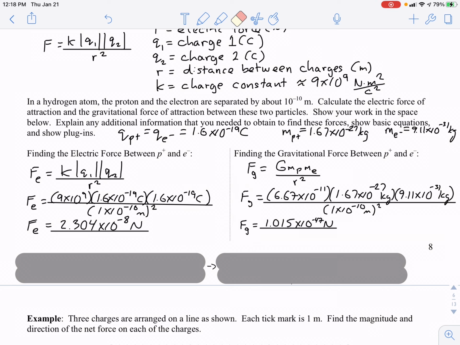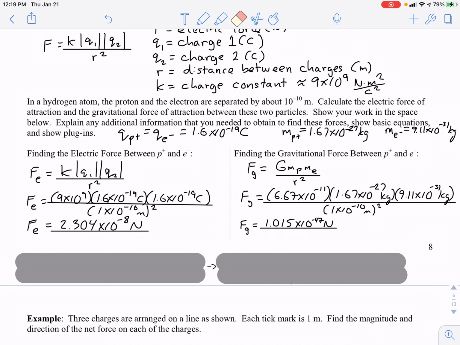Finding the gravitational force between those same objects, we use the equation gravitational force is equal to G times M1 times M2 divided by R squared, where M1 and M2 would be the mass of a proton and the mass of an electron. Filling in those numbers, we get an approximate gravitational force of about 1.015 times 10 to the negative 47 newtons.